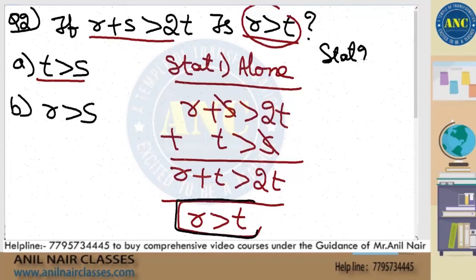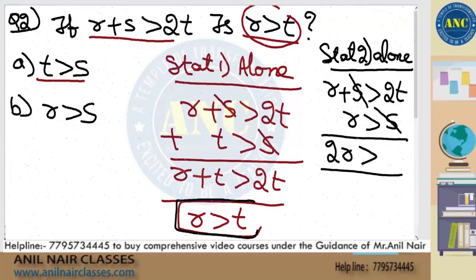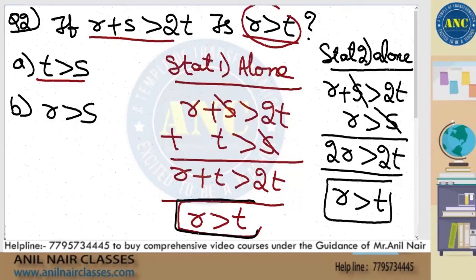Suppose I take statement 2 alone. R plus s is greater than 2t. Statement 2: r is greater than s. Again the s's will get cancelled. 2r is greater than 2t. That means r is greater than t. If r is greater than t, what is the question that he has asked? R is greater than t. Yes. So statement 2 alone gives yes, and the first one also gave yes.